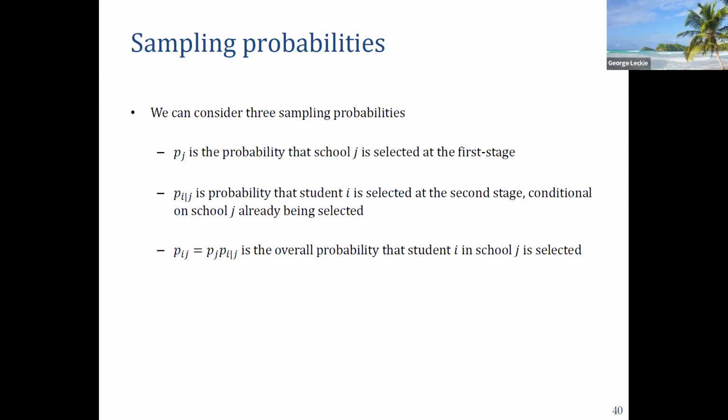The top one is the school probability. The next one is what I call the student probability, but it's a conditional probability. And then here is the overall probability. So the probability that student I in school J is selected is equal to the probability that their school is selected multiplied by the probability that they themselves are selected given that their school was selected. So why do I need to know that? Because that's going to lead to 3 different weights, and people only give you 2 of them. So you need to know which one's which.